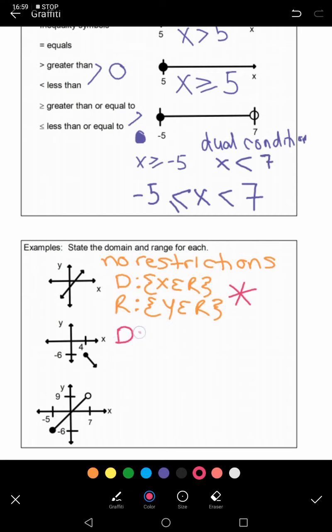So always just start with the domain to make it easier for you. You know this is the form you're going to have to use, so you can start by just doing that. So we're looking at the x-axis. Domain is the x-axis. So I see on my x-axis that my point is starting at 4.